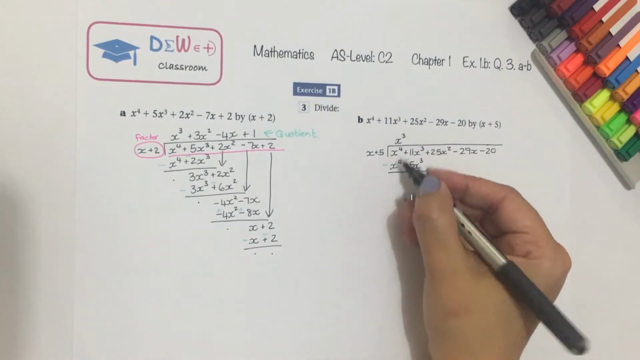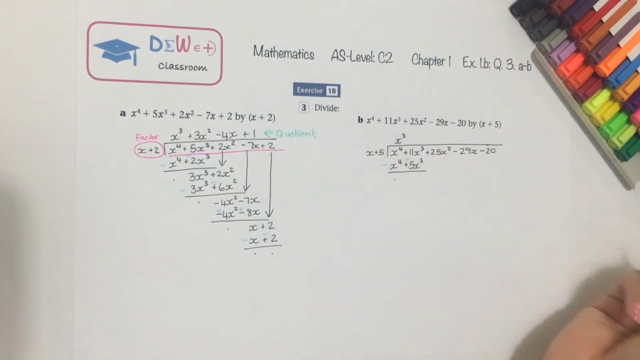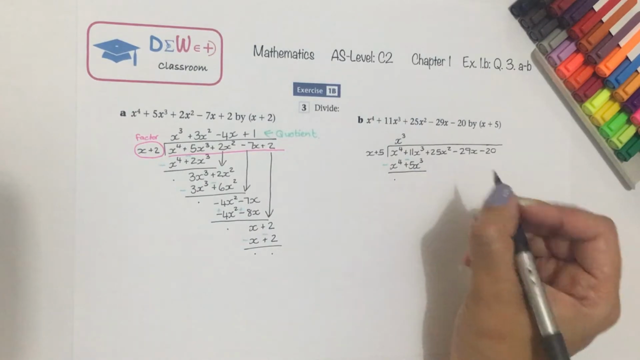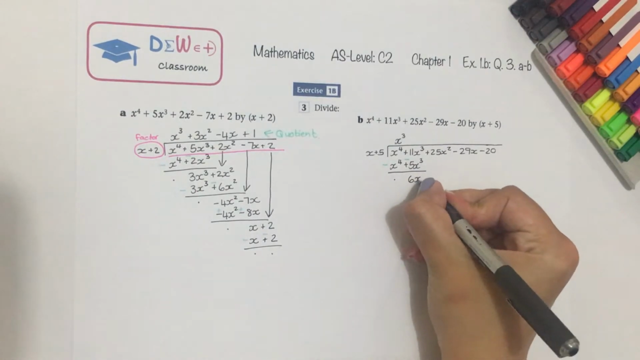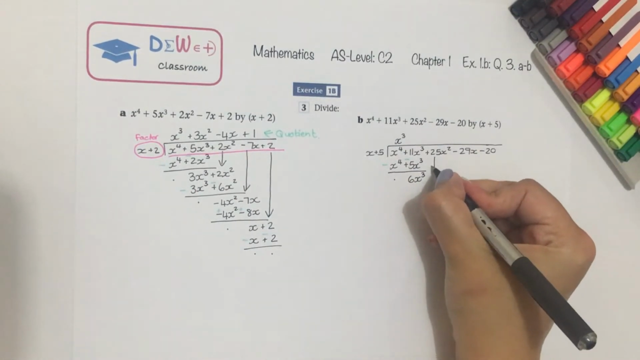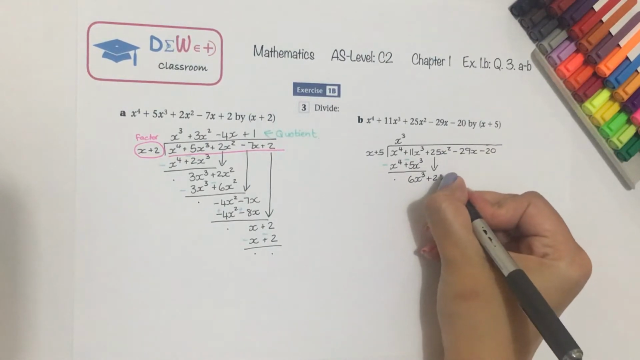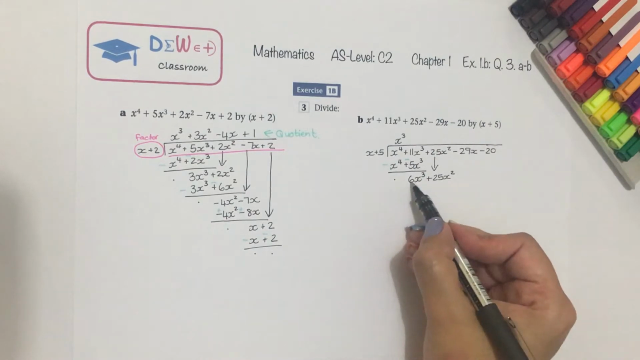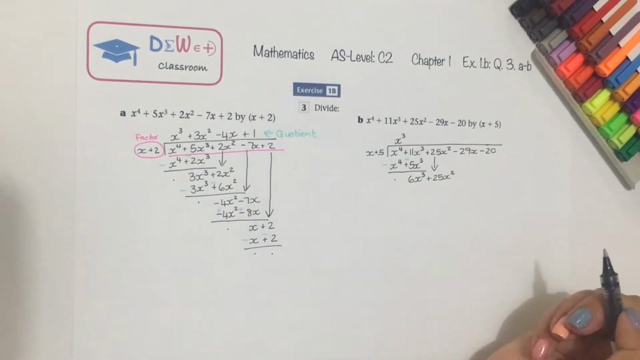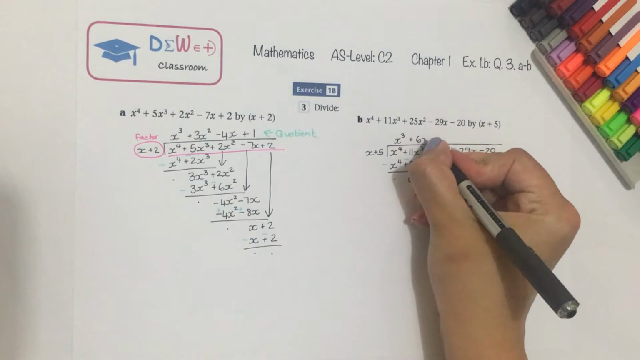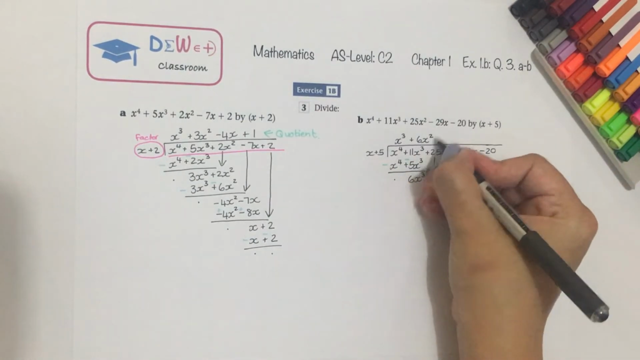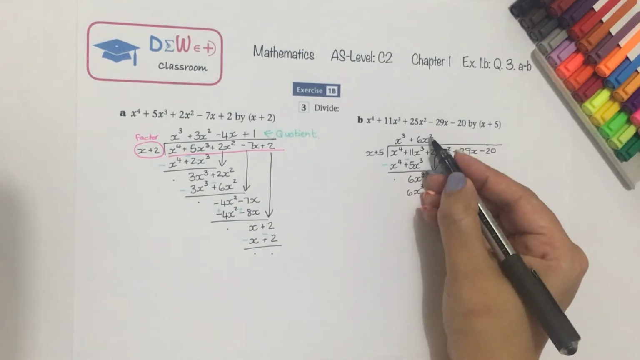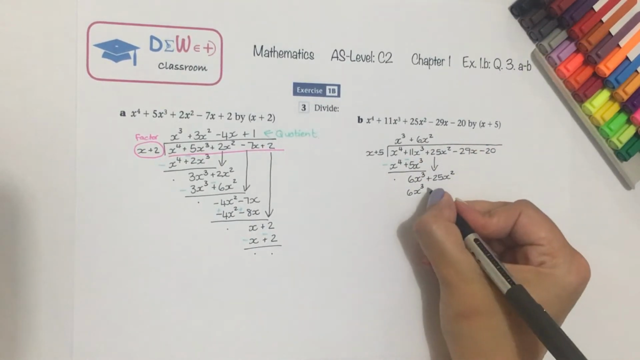And then we've got x to the power of 4 minus x to the power of 4 is 0. 11x to the power of 3 minus 5x to the power of 3 gives you 6x to the power of 3. Then we bring down the plus 25x squared. We start the process again. 6x cubed divided by x is plus 6x squared. 6x squared times x is 6x to the power of 3. 6x squared times 5 is 30x squared.